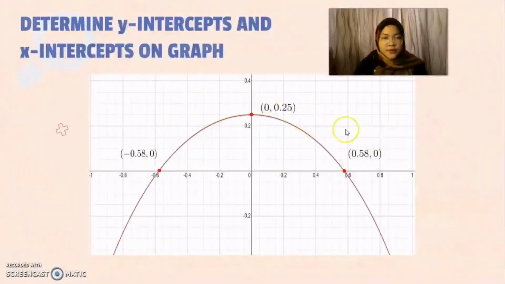Here is what we can get in our quadratic graph. This is for the y-intercept and this is for the x-intercept. So I will pass this presentation to Shahmi.